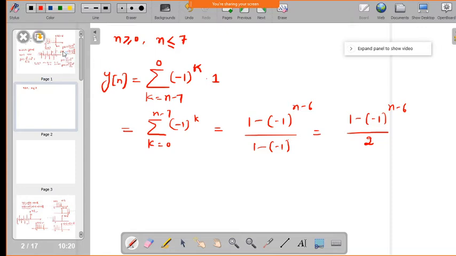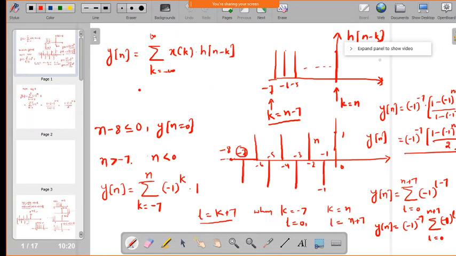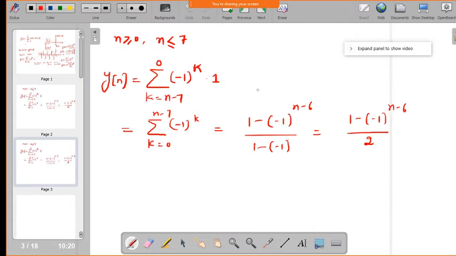Okay, so this is the value where n is greater than or equal to 0, and it is less than 7. So now this is the result for this index. Now when n is greater than 8, again your y of n will become equal to 0.